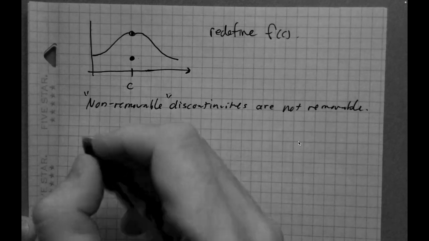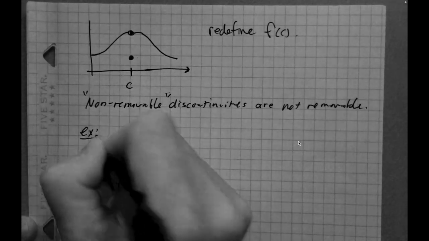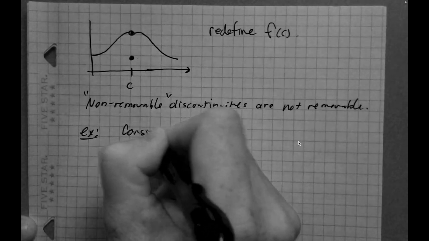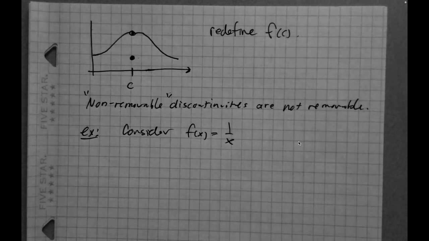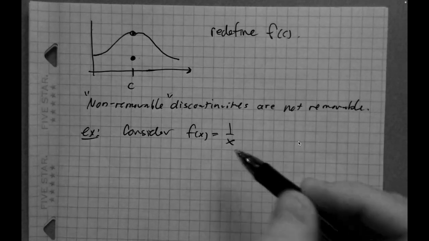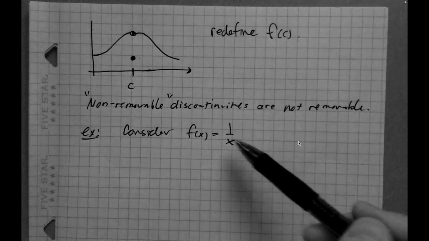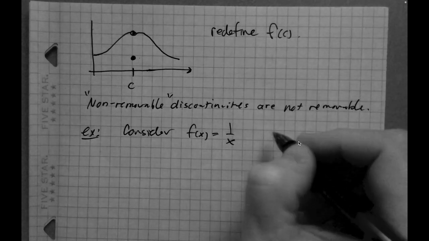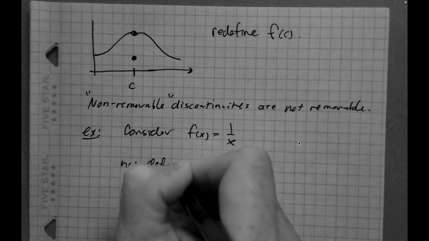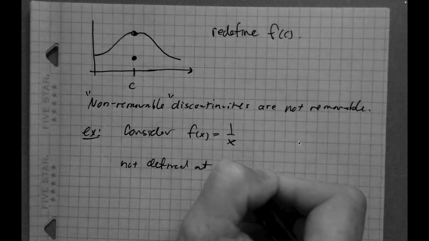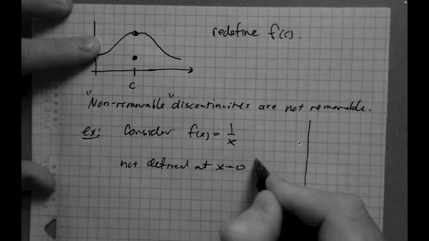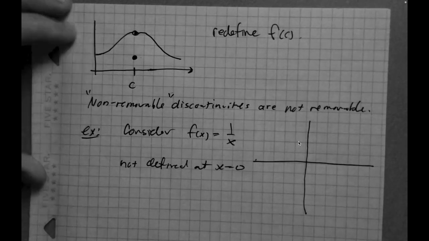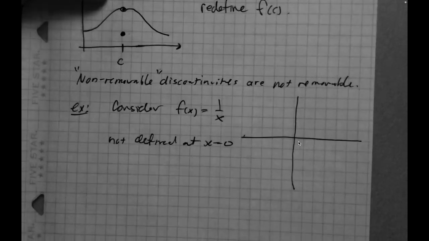An example of that would be something like f of x equals 1 over x. For example, that's a good example of a function with a non-removable discontinuity. We know that the function is not defined at x equals 0. Now, if you look at this function, it'd be kind of obvious why this discontinuity at x equals 0 is not removable.